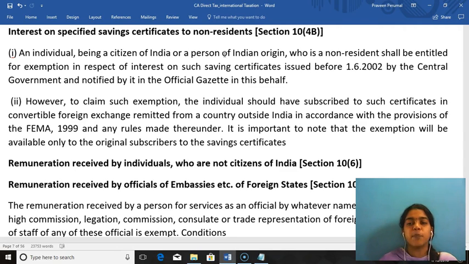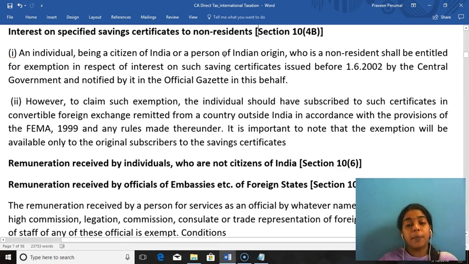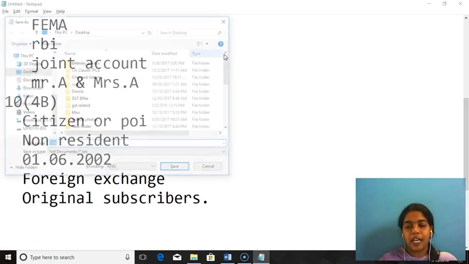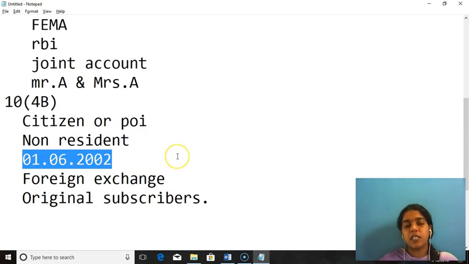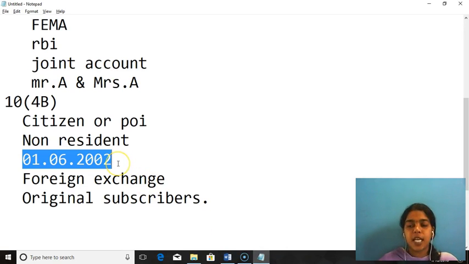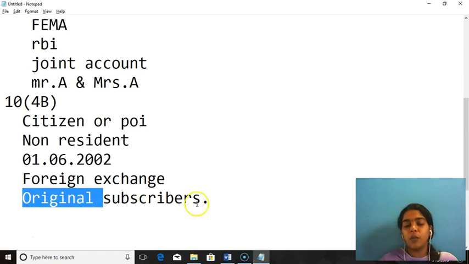In order to claim the exemption, the person must have subscribed to the certificates in foreign exchange only, not in INR. Convertible foreign exchange, remitted from a country outside India in accordance with the Act. And this exemption is available only for original subscribers, not for later ones who got it transferred. So, it is available to a citizen or person of Indian origin currently non-resident, for specified savings certificates issued before 1/6/2002 and notified by the central government in the official gazette. Can it be in INR? No, only in convertible foreign exchange remitted from outside the country.